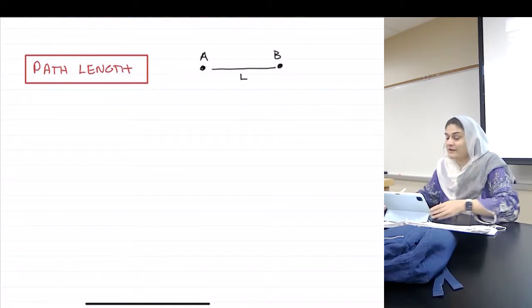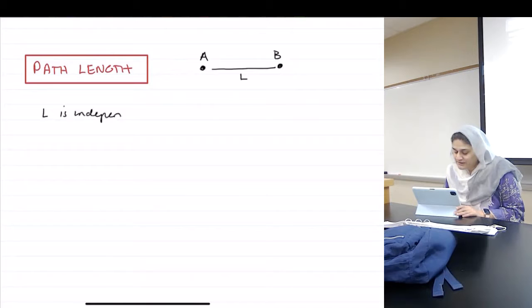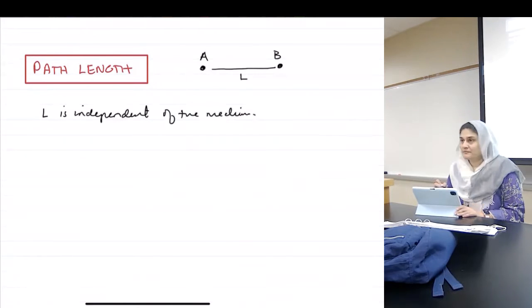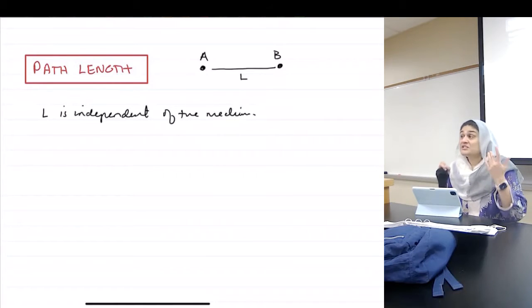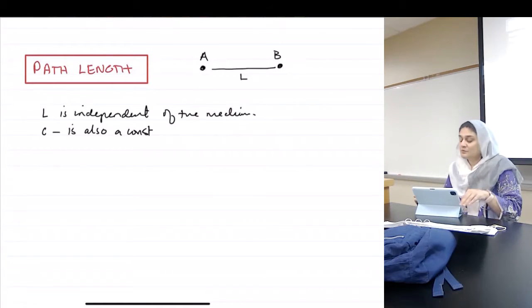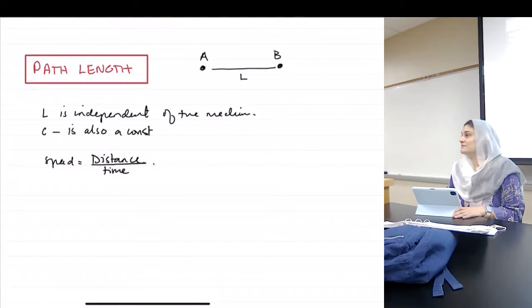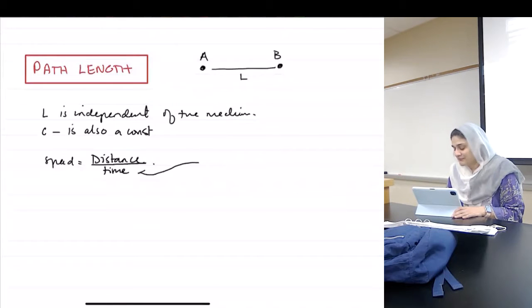Got it? Okay, so now let's write this down. Between the 2 points, L is independent of the medium. Doesn't matter what you place in it. Speed of light is also a constant. We know speed equals distance over time. So what must change if speed can't change and the distance can't change? We have to have a different time.